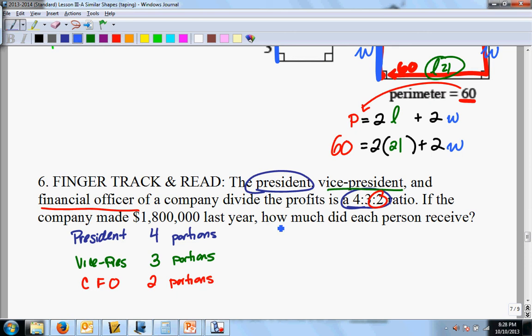So we have four portions of something, 3 portions of something, and 2 portions of something that sum to 180 degrees. That should be a big hint. Together they sum to 1,800,000. Use that information to solve for the portions and to solve for the prices.